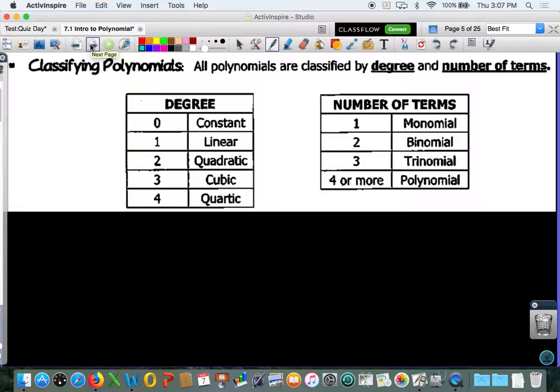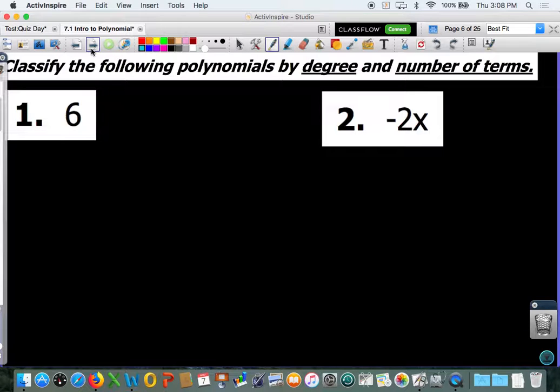Now this part is going to take a little memorization. If you have no variables, you are automatically a constant. You have 0 degrees. But if you've got one variable, you've got 1 degree, it is linear. We're going to see more about this in our problems, so let's go ahead and look at those. But the other thing you need to look at is number of terms. We've got monomials, binomials, trinomials, and polynomials. We're going to have to identify those things too.